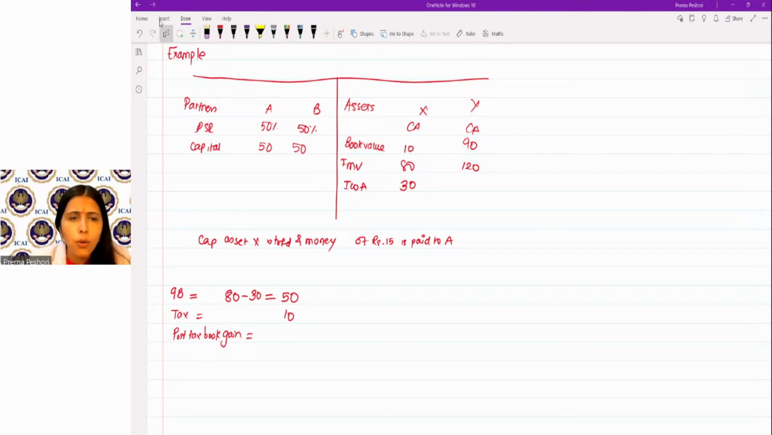How 40? How are you guys getting 40? I'm talking about book gain. See, that is the problem which comes when you independently solve the questions vis-a-vis when you see the lectures. So it's not sufficient to just see the lectures, but solve by yourself even when you have seen the lectures. Lectures are just to make you understand. But at the end, if you do not practice, it's not possible.